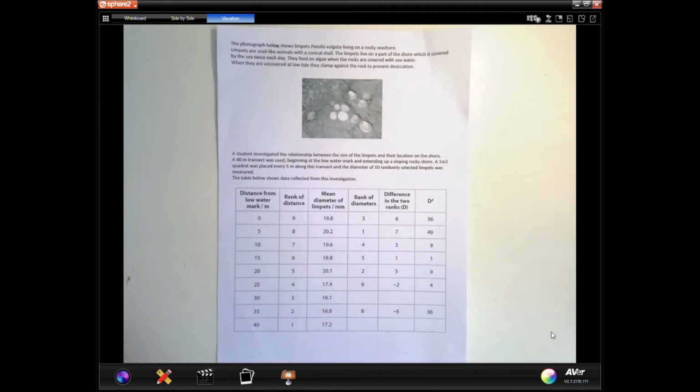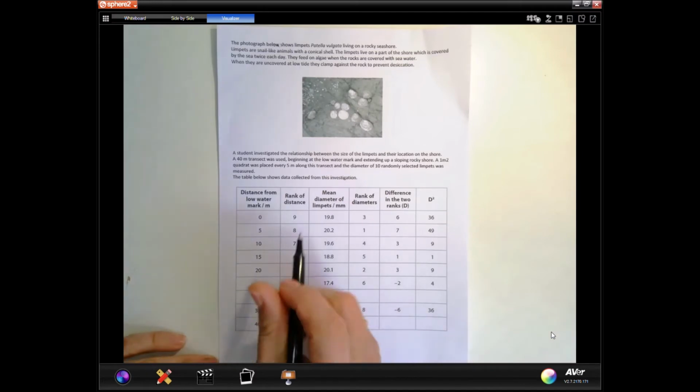So we've got: the photograph below shows limpets, Patella vulgata, living on a rocky seashore. Limpets are snail-like animals with a conical shell. The limpets live on part of the shore which is covered by the sea twice a day. They feed on algae when the rocks are covered with seawater. When they are uncovered at low tide, they clamp against the rock to prevent desiccation.